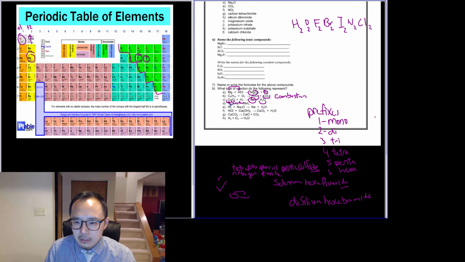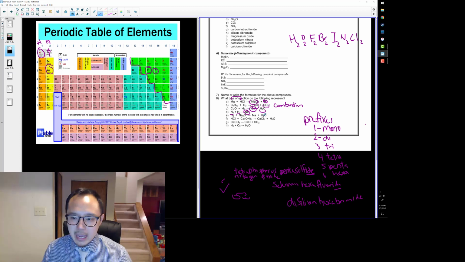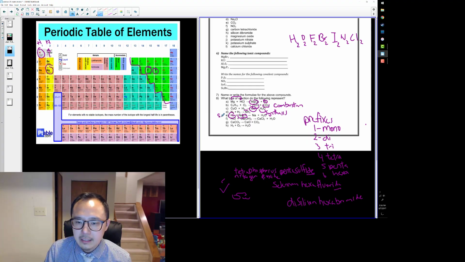And then for D, let me just erase this and get this out of the way. For D, you can see that I have two separate things to make one big thing. That means I have a synthesis reaction. So letter D is your synthesis reaction. And then for letter E, let me just erase the beginning stuff. For letter E, I have 1 here, and then this compound has sodium and oxygen. So I have 1 and 2. That means it's going to be a single displacement. I'm just going to say SD.